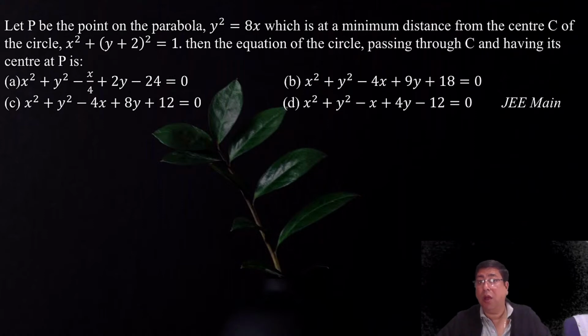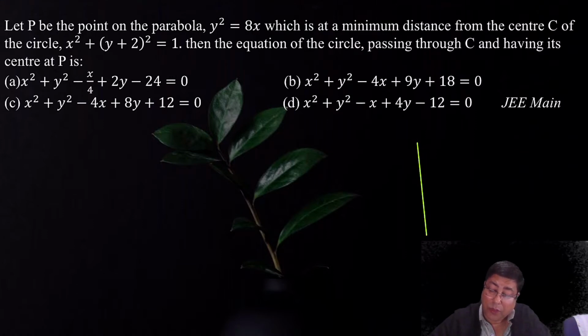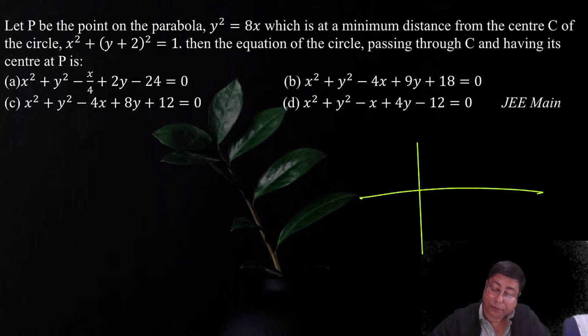Minimum distance occurs through the common normal. That is very important. That you have to know. Minimum distance occurs through the common normal, meaning we have to drop the common normal. So let us draw one rough diagram.